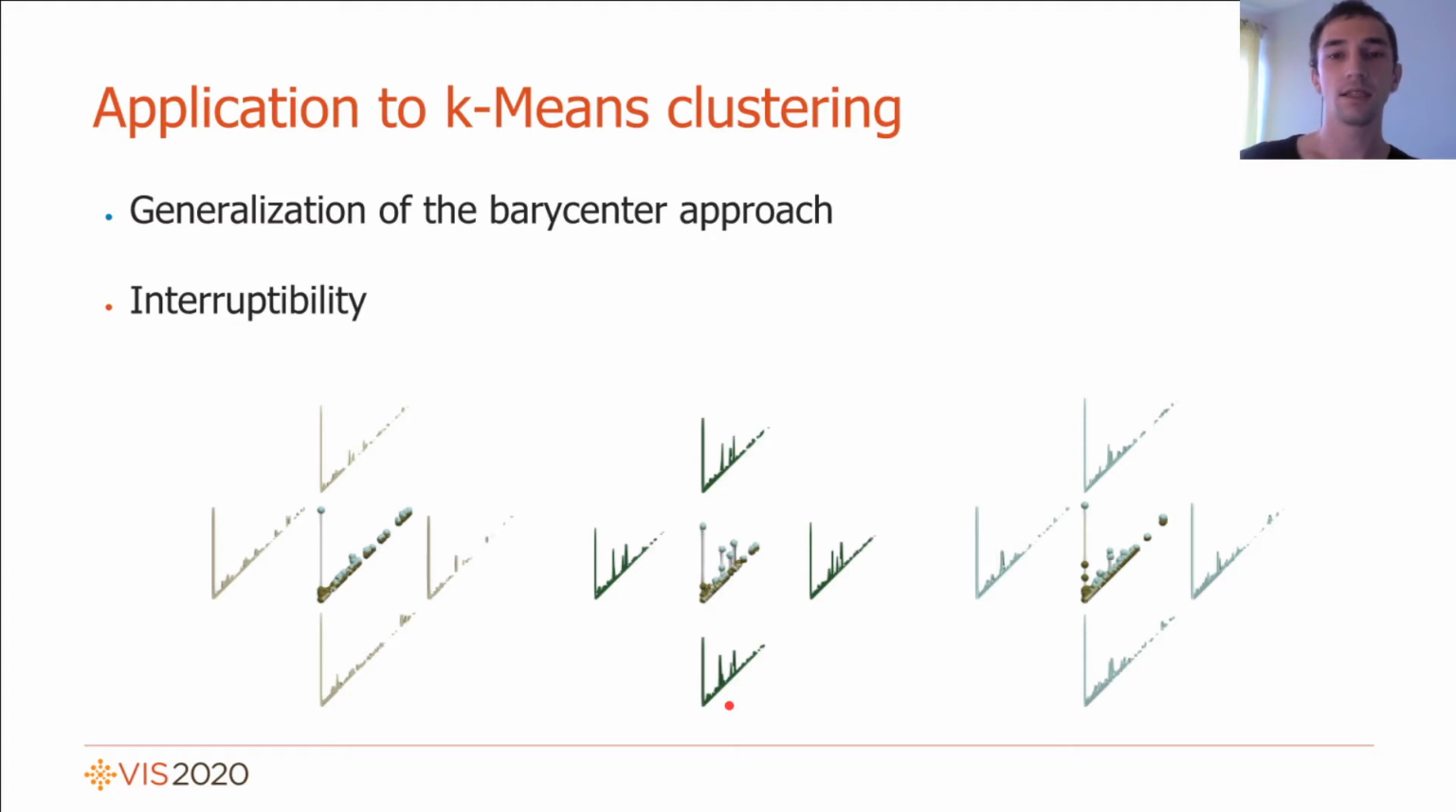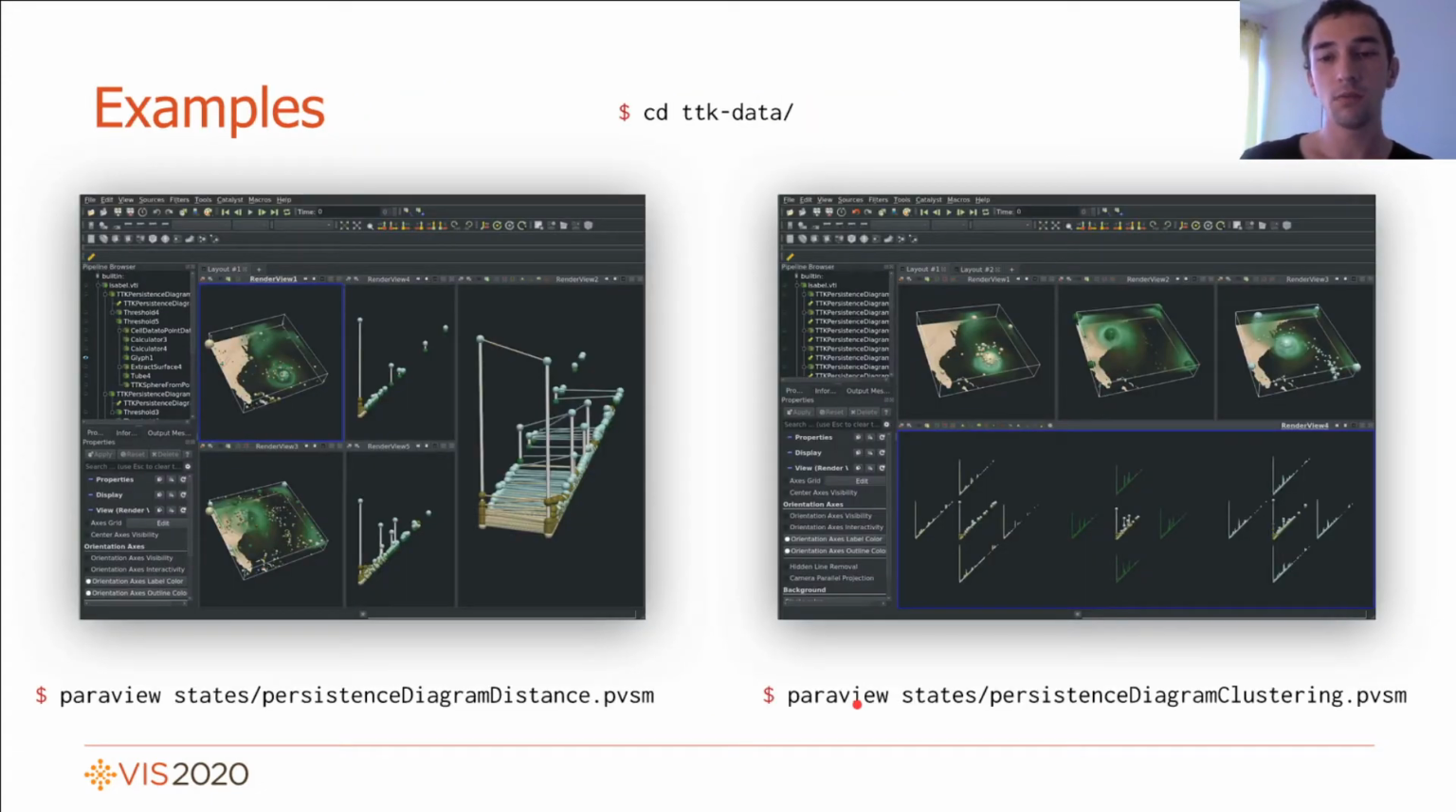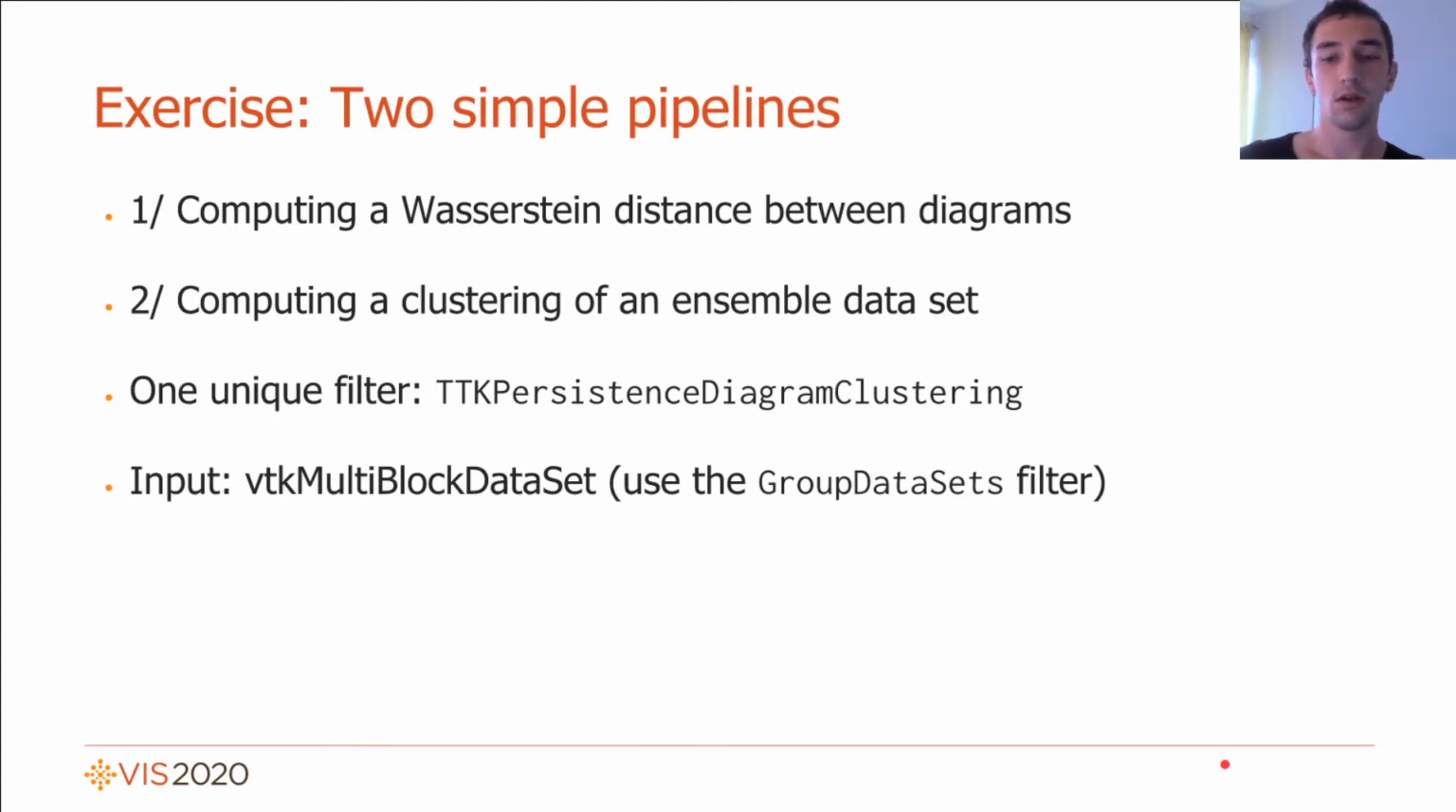And this method extends to a k-means clustering algorithm using our progressive barycenters as the centroids of the clusters. As well, this clustering algorithm is interruptible. In the example folder of TTK, you have two examples showcasing the distance computation on one part and the clustering computation on the other part. And for this hands-on session, I propose to you to reproduce two simpler versions of those pipelines, the distance computation and the clustering computation.